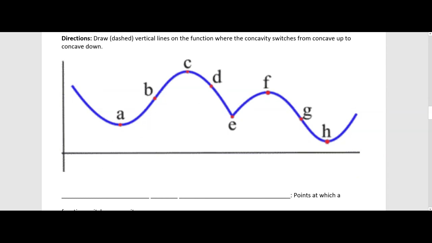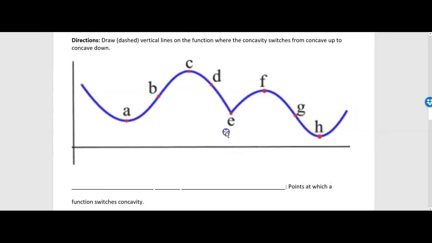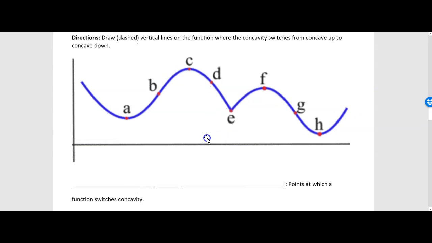It says draw dashed vertical lines on the function where the concavity switches from concave up to concave down. So again, maybe you want to go back and look at your examples of concave up and concave down from our original example at the beginning of this video, and then come here and sketch the vertical lines where the concavity switches. All right, so the concavity is positive on this interval, right? We are concave up. Not sure why I'm writing positive. I should just write concave up.